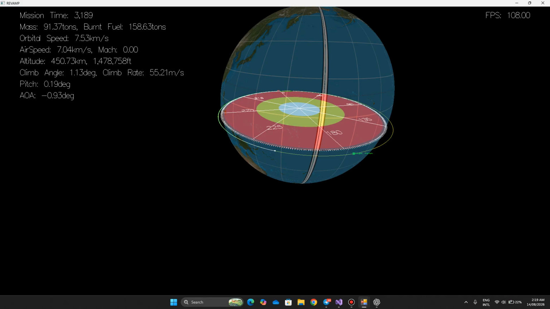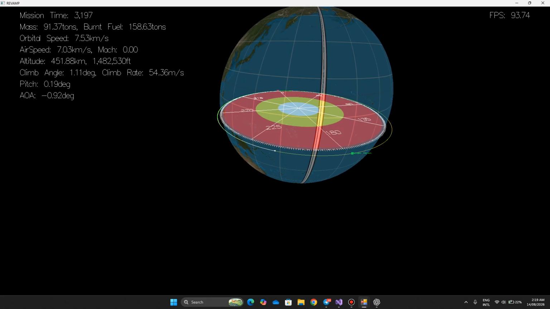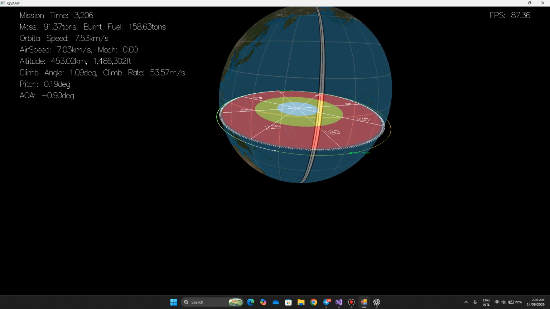Oh, I shouldn't have told you to memorize that orbital speed, because it's dropped, which makes sense because we weren't at apogee yet, and we're still some time away from apogee, and it'll probably drop some more. It's now 7.53 kilometers per second. That fits. Speed naturally eases down as you climb toward apogee. Totally expected.